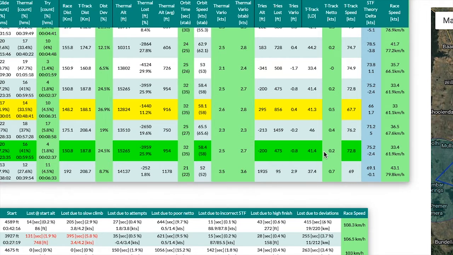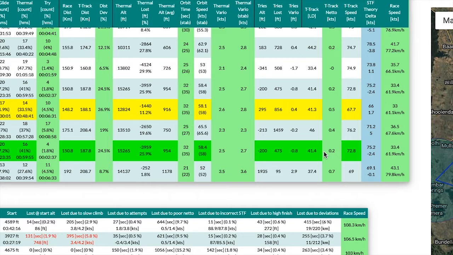But as has been indicated by the comments on this page, there are two things that will increase your cross-country speed greatly. One of them I'm not doing too badly. The other one I'm not doing very good at. So, the first one that I'm not doing very good at is maximizing the climb rate in the thermal.